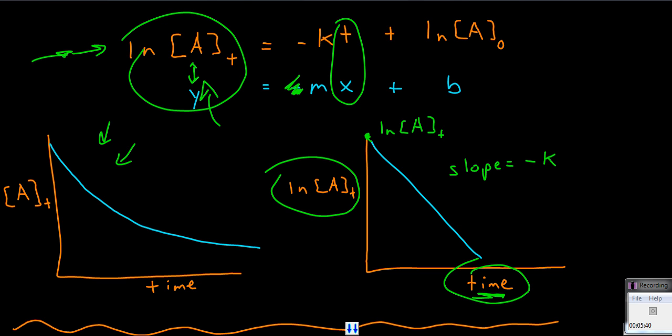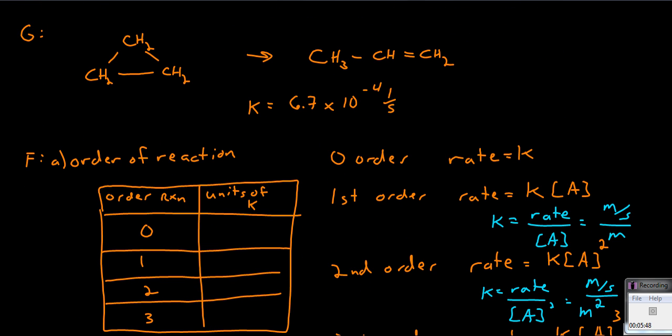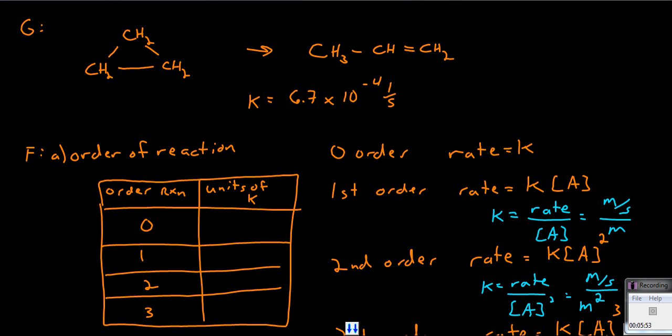Okay. So, using these equations to solve some problems, you're provided with the fact that cyclopropane decomposes into 1-propene, and you're told that the rate constant is equal to 6.7 times 10 to the negative 4 reciprocal seconds. This is all that you're told. What is the order of this reaction? Well, one way to know the order of the reaction is to see that it is a decomposition reaction. And decomposition reactions are almost always first-order reactions.